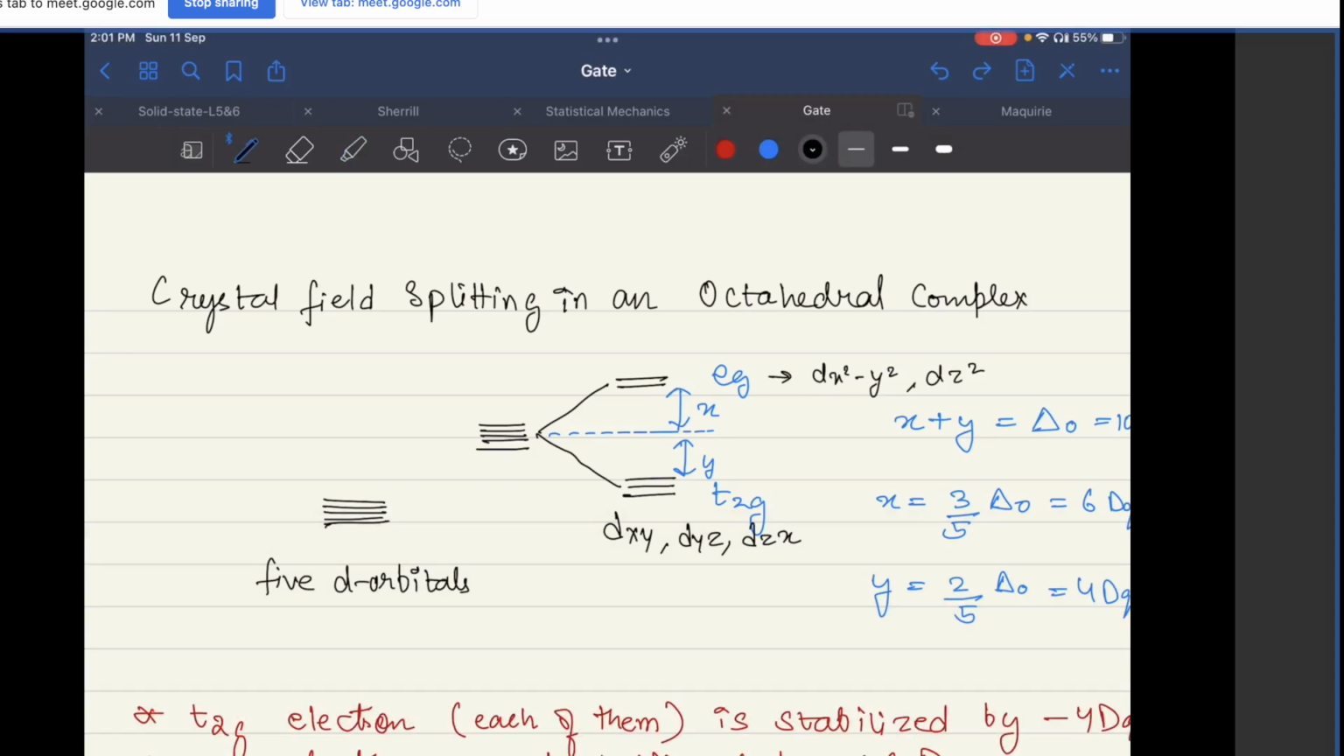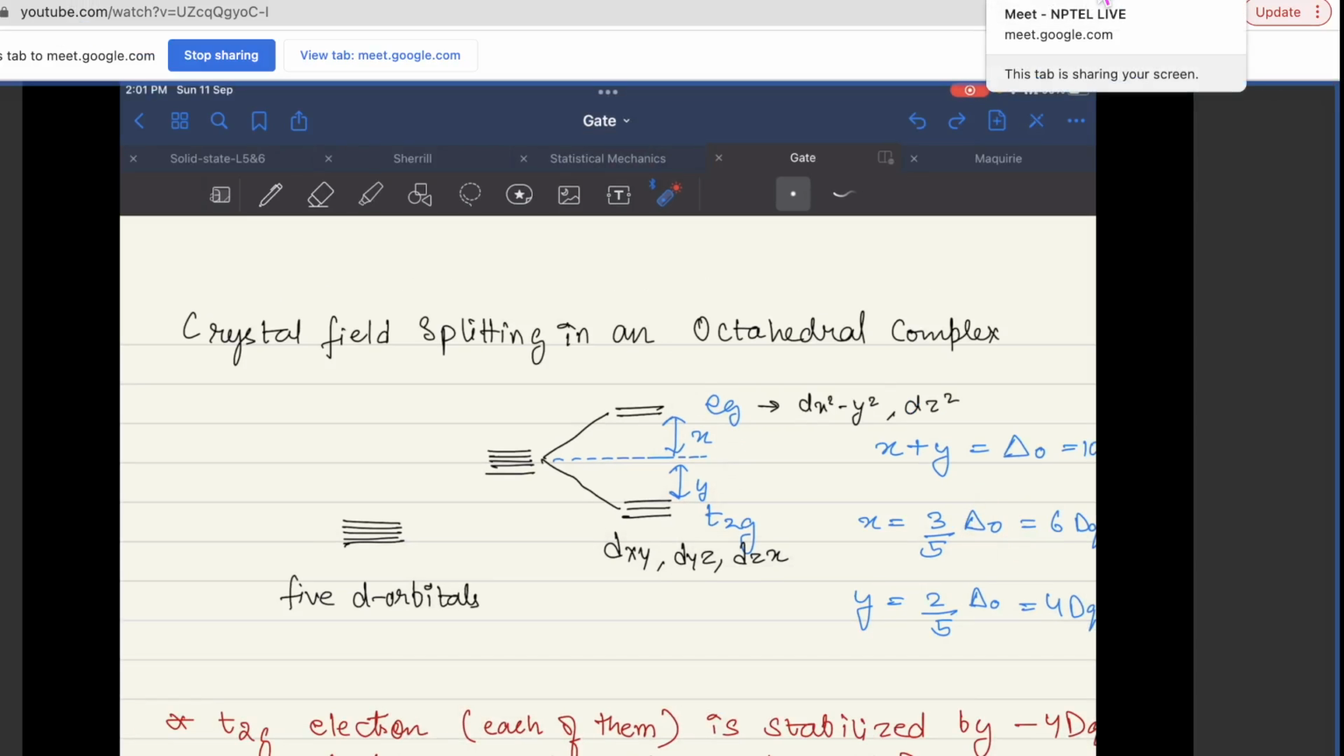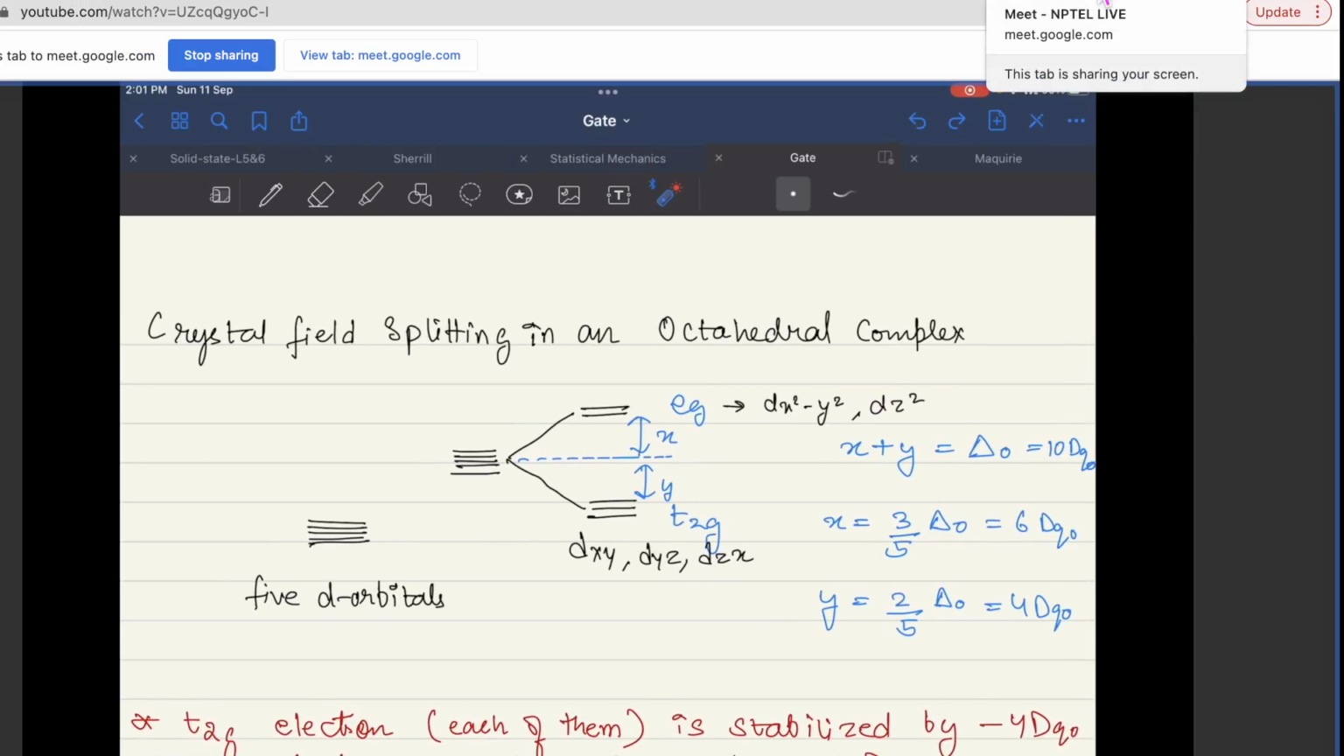The splitting energy, that is delta naught, is the crystal field splitting energy. From the barycenter, EG is raised by x, and from the barycenter T2G is stabilized by y. So x plus y is equal to delta naught, which is my CFSE, equal to 10 Dq naught. So x in an octahedral field is 3 by 5 of delta naught, that is, in terms of Dq, it is 6. And y is 2 by 5 of delta naught, in terms of Dq, it is equal to 4.